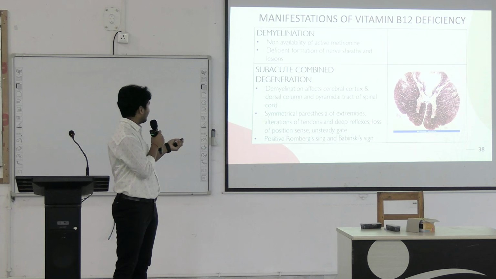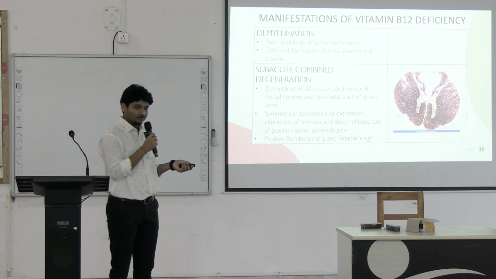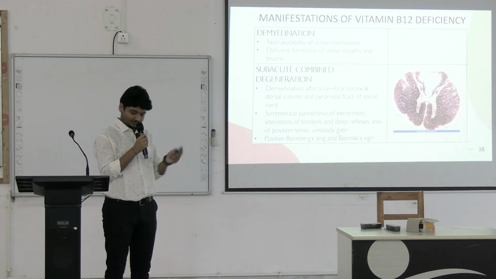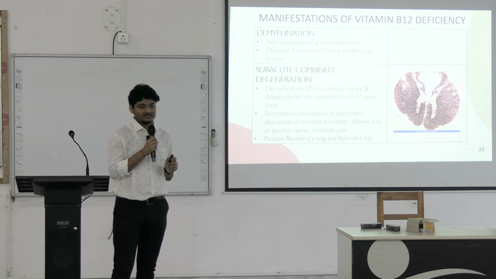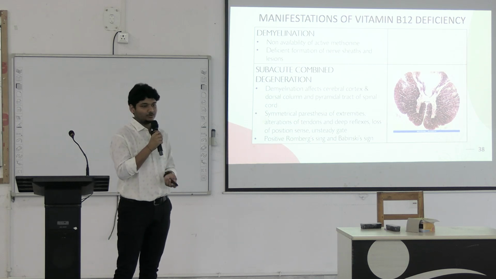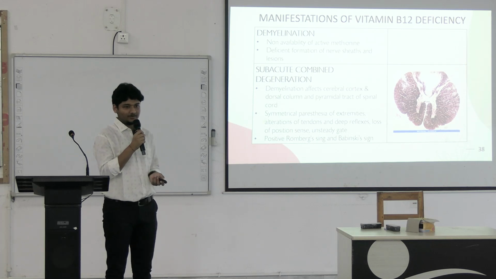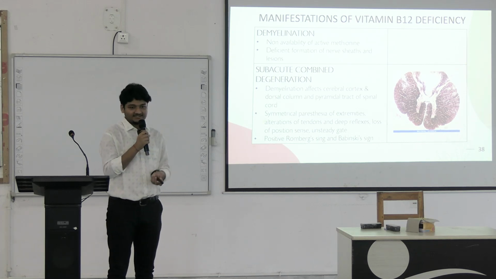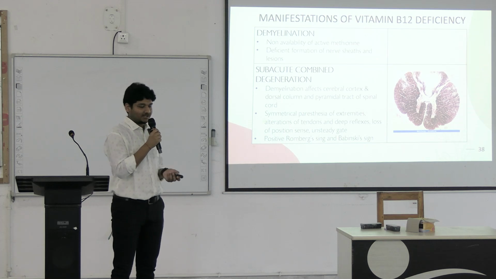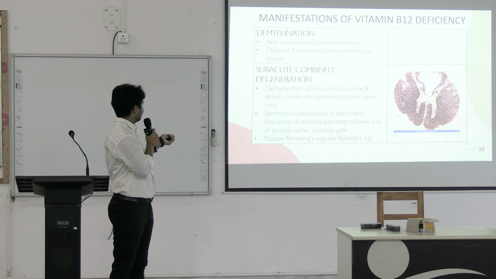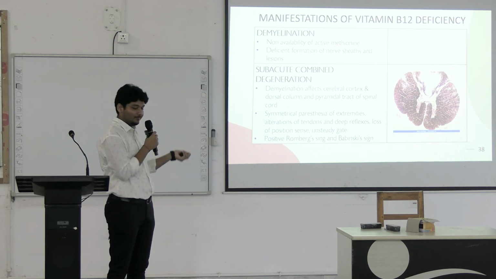And subacute combined degeneration. In this, demyelination also occurs. Vitamin B12 deficiency also affects the conversion of methylmalonyl coenzyme A into succinyl CoA, which needs vitamin B12. If B12 deficiency occurs, succinyl CoA isn't available in enough amount. So fatty acid synthesis also gets decreased, and that's how subacute combined degeneration happens. That causes Romberg sign and Babinski sign.